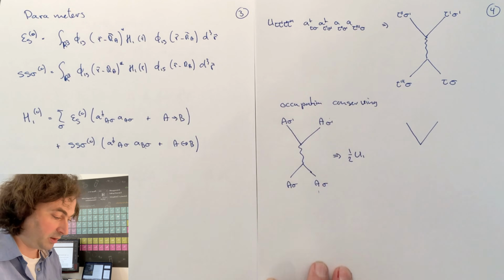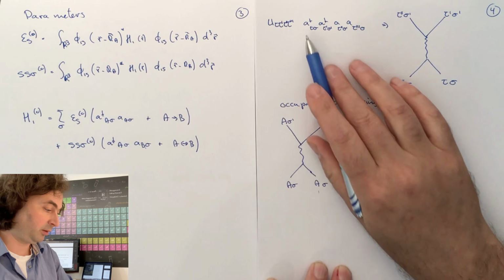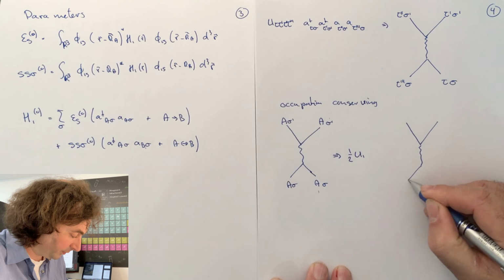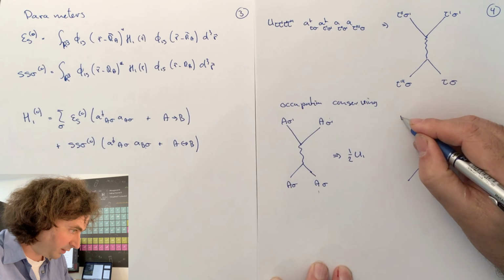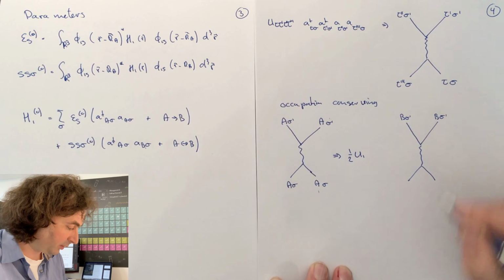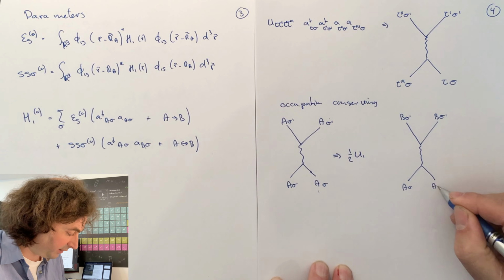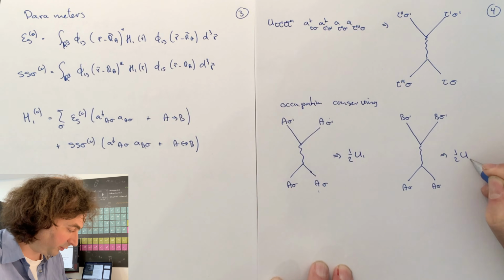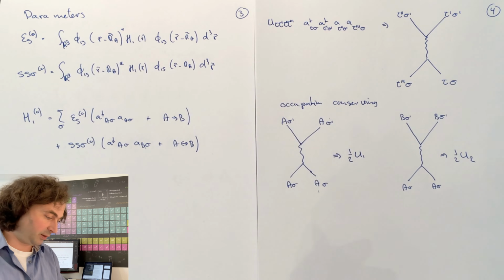And of course this means that sigma prime must be different from sigma, but if not, then your creation and annihilation operators will put a 0 in front. Then we can also have the case where an electron on side B scatters to an electron on side B because of an electron on side A. So this we will call a half U2, the Coulomb repulsion between the electrons when they sit at different sites.